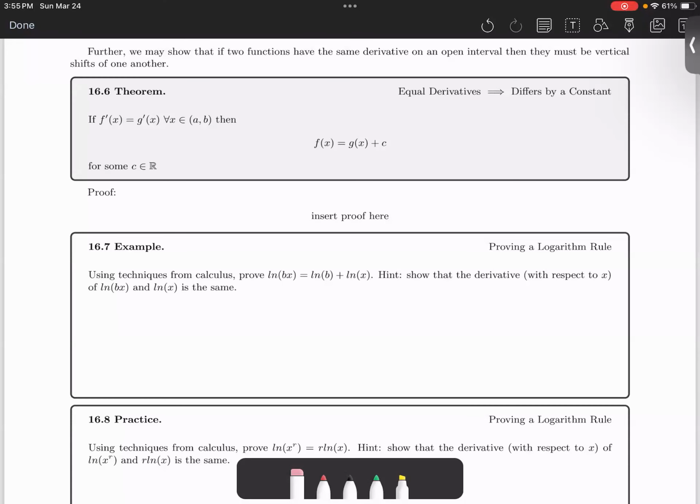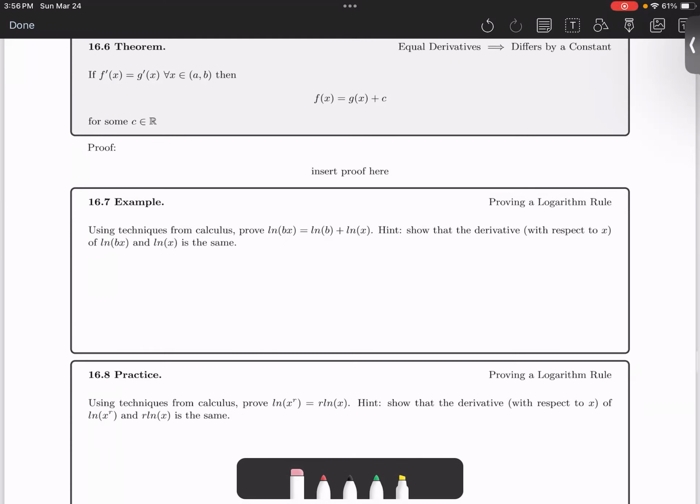Here we are going to show a rule that we should be familiar with from algebra using techniques from calculus. Example 16.7 asks us to show that the natural log of bx is equal to the natural log of x plus the natural log of b.